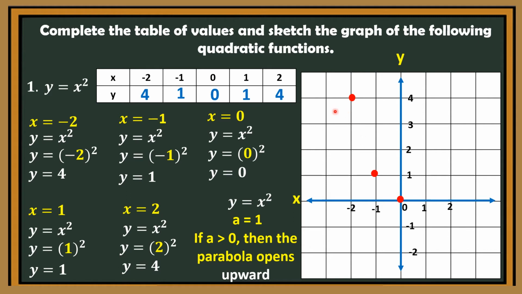Next, let's have your 1 and value of y is 1. So, nandito siya. X mo is 1, ang y mo is 1, so nandito siya. Okay. The last one is 2. Your x is 2 and y is 4. So, hanapin muna si 2 sa x-axis and then going to 4.